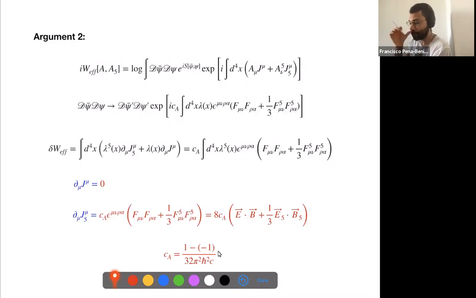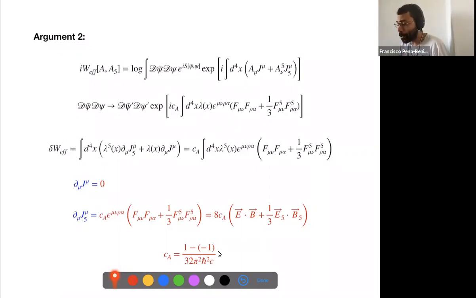Because if the currents are not conserved, it means that the effective action cannot be gauge invariant. That happens because the measure of the path integral is not invariant. If you properly define the measure of the path integral and see how it behaves under a gauge transformation, you will conclude that after the transformation, the measure in the new primed fields acquires this factor here. And that's the source of the anomaly from a path integral perspective.